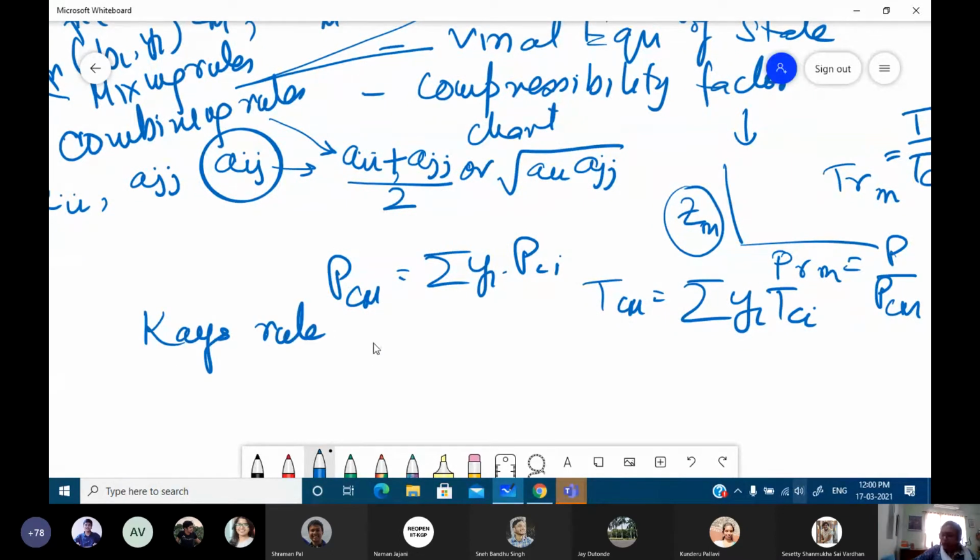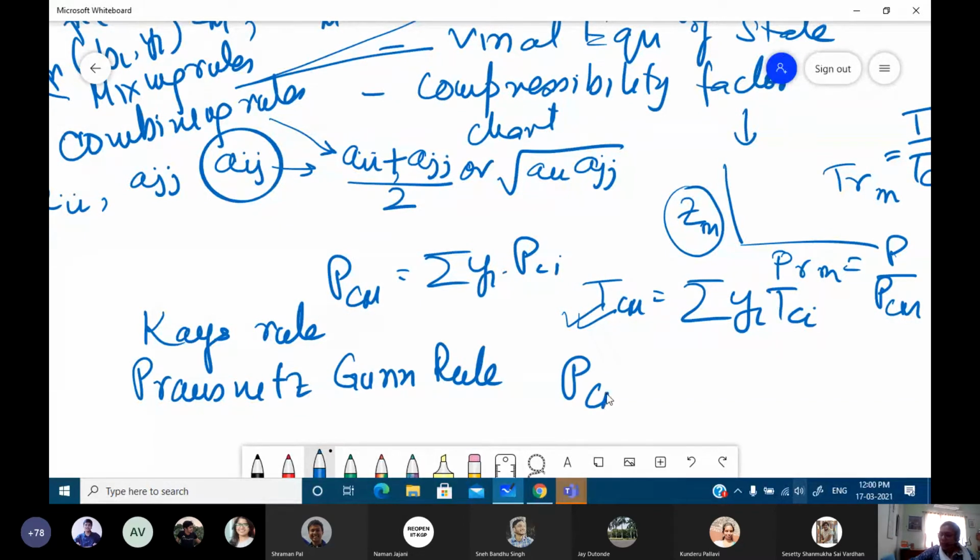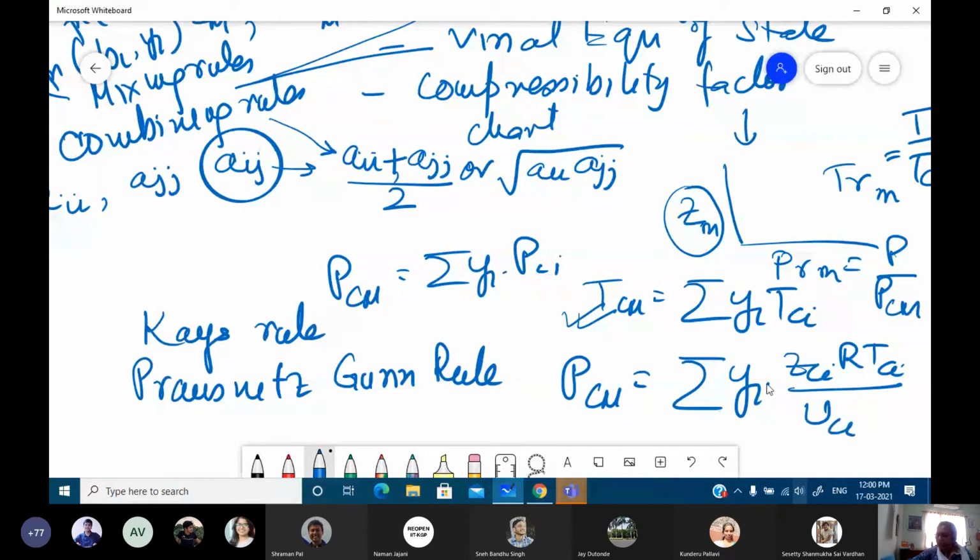Kay's rule is fine for TCM, but for PCM, just by this it is not very accurate. So therefore I had discussed the Prausnitz-Gunn rule, which decides PCM as sigma yi PCi. If you remember, it is in terms of ZCi RTCi by VCi, sigma i equals 1 to n. In this particular way it was defined, and PCM is defined by this particular way, right?